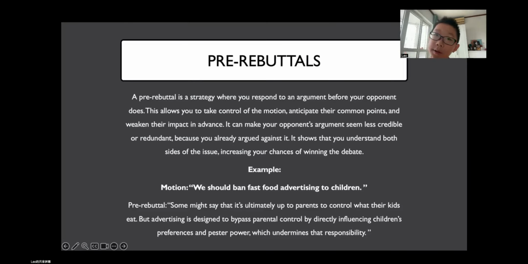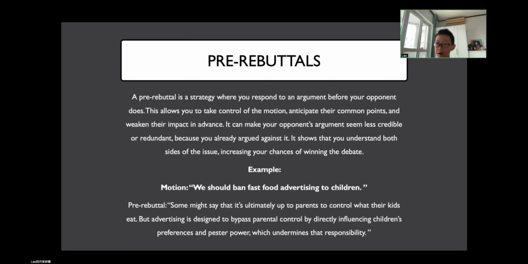Okay, so let's move on to pre-rebuttals. Now, what is a pre-rebuttal? A pre-rebuttal is a type of rebuttal where you present it before the opponent even presents their own argument. This is very useful because it allows you to take full control of the motion. You can anticipate their common points and weaken their impacts before they even state them. For example, you can say, the opponent might say blah blah blah, but actually that's not true. So you can't have that point.